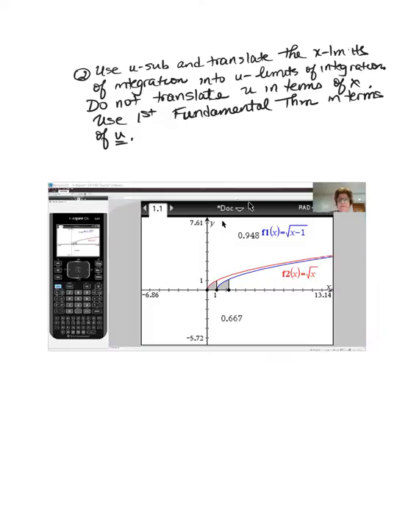Now let's take a look at a few more problems to practice. So I'm going to add another page. And I'd like you to do these by yourself. Okay, so number 1. The integral of 0 to pi over 4 of sine 2x dx.